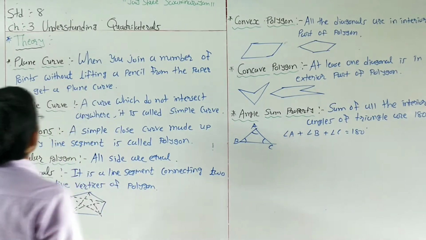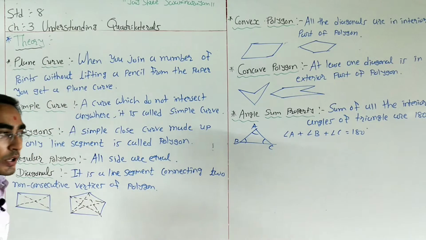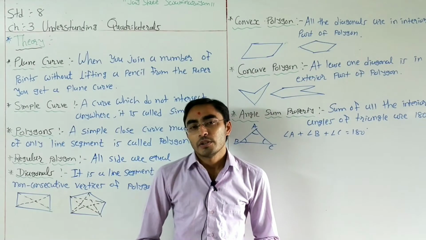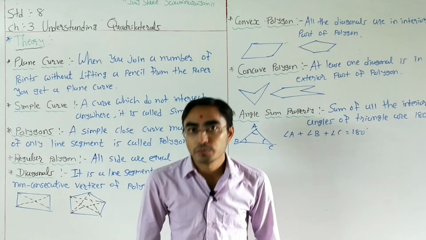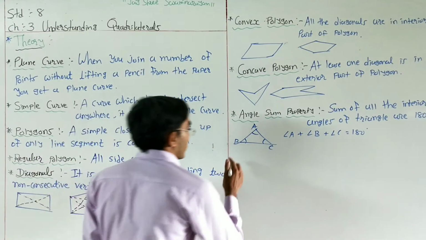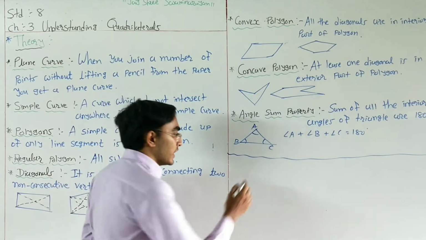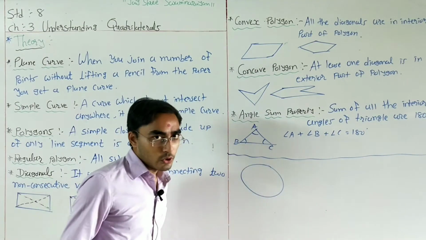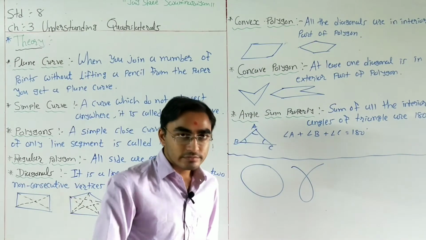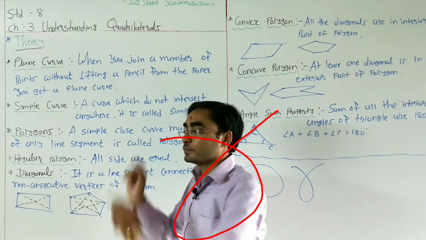First of all, plane curve. Now, in real life, you know about various types of curve, right? If you think about the curve, then here I can draw one curve. This is one curve. This is also one type of curve, and here I can also make one curve. But what is a plane curve?